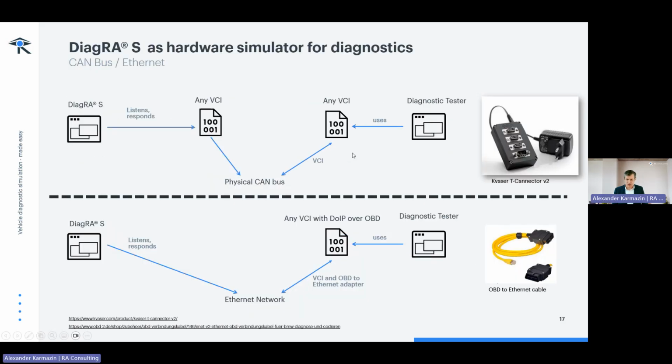So the next point is hardware simulation. In that case, DiagRA S uses any VCI which is supported by the tool to connect to some kind of physical CAN bus. DiagRA S listens to messages on the CAN bus, and in case diagnostic requests are found, it sends responses to the physical CAN bus. On the other side, there is any kind of diagnostic tester which is communicating with any VCI to this physical CAN bus. We just don't know about that.